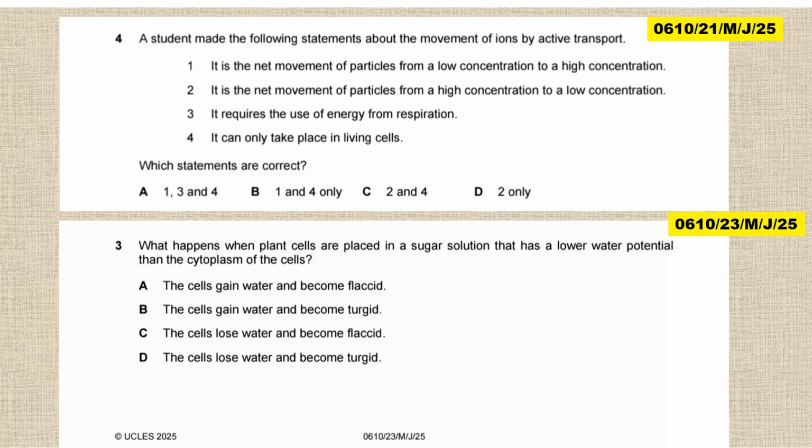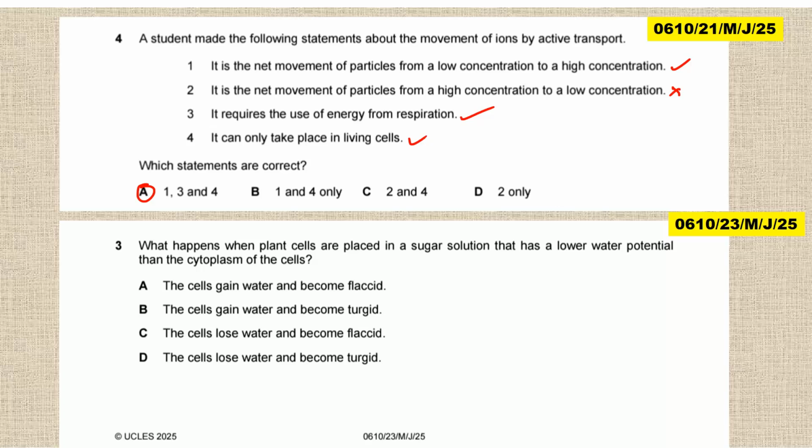Statement 1: it is a net movement of particles from a lower concentration to a higher concentration. Yes, that is true. Statement 2: it is a net movement of particles from a higher concentration. No. Immediately you see higher concentration, that is a no. Statement 3: it requires the use of energy from respiration. Yes. Statement 4: it takes place in a living cell. Yes, because this takes place across the membrane. So in other words, the answer is going to have 1, 3, and 4. And therefore, we are going for A as the answer. Look at how the question comes.